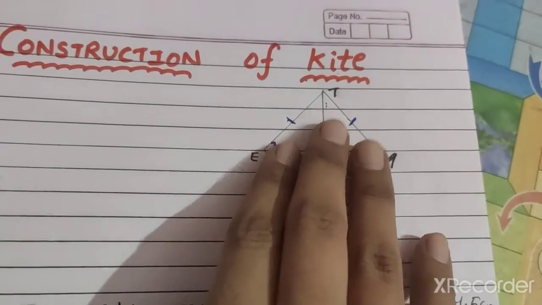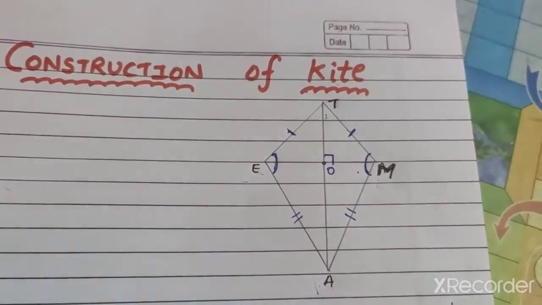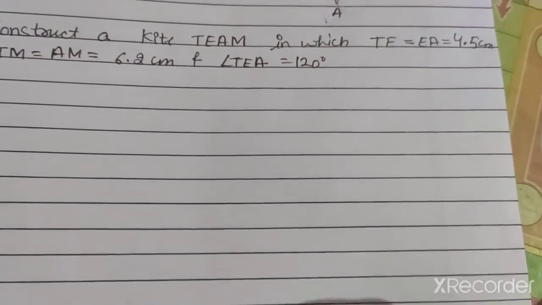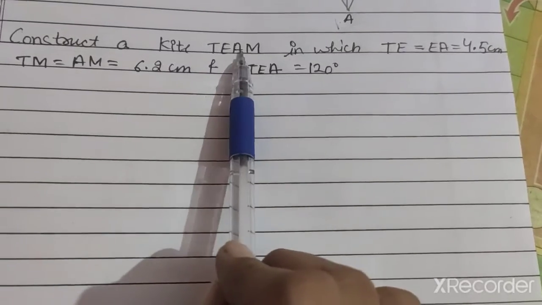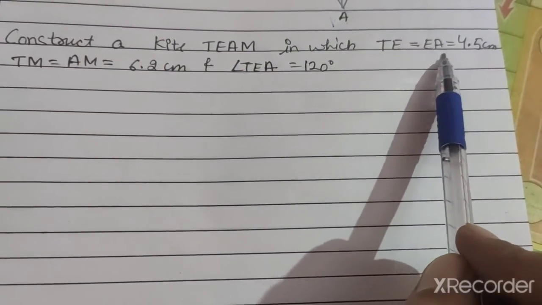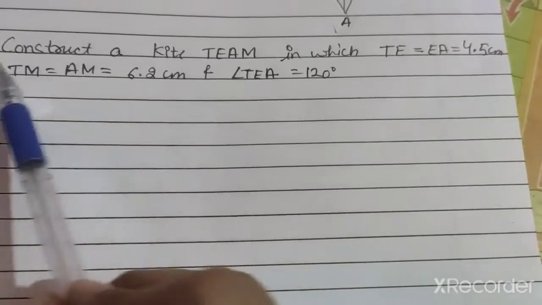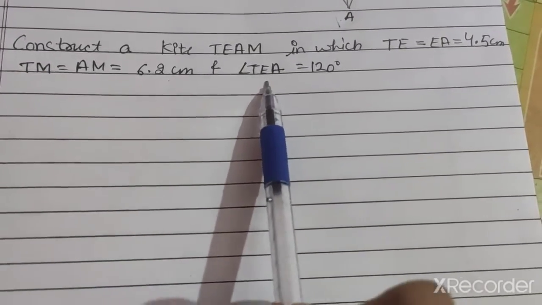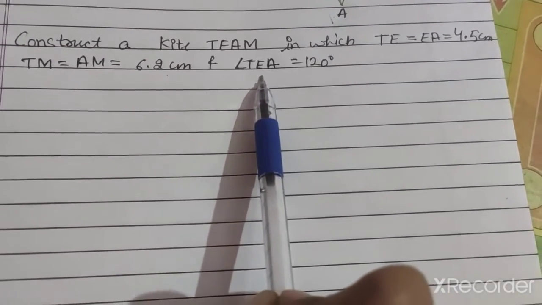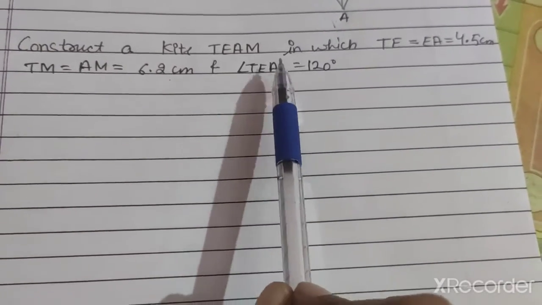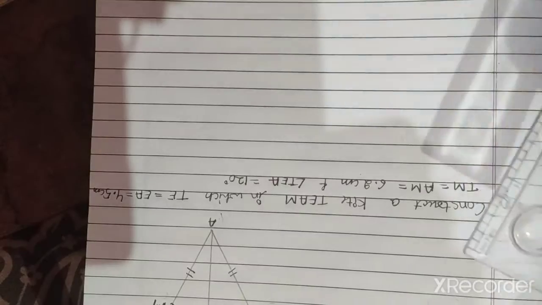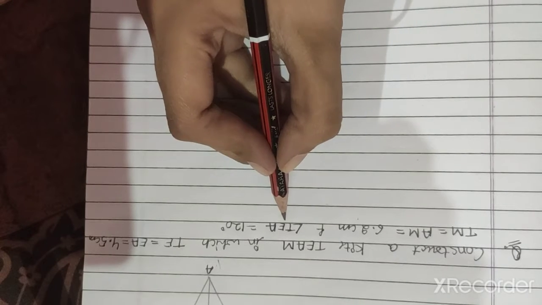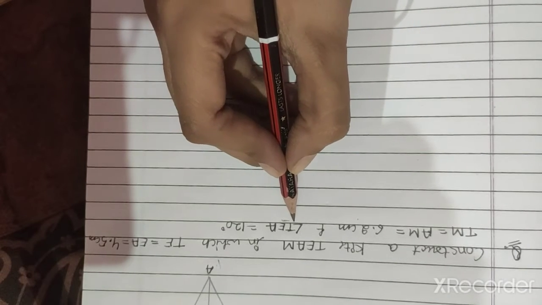Now we will continue with one question related to the construction of the kite. Okay, so here is one question from your exercise. Construct a kite TEAM in which TE is equal to EA is equal to 4.5, TM is equal to AM is equal to 6.2 centimeters, and one of the angles is given. So the first step is you have to draw the rough sketch for this. First of all we will draw the rough sketch. Note that the angle is given at E, meaning angle TEA.